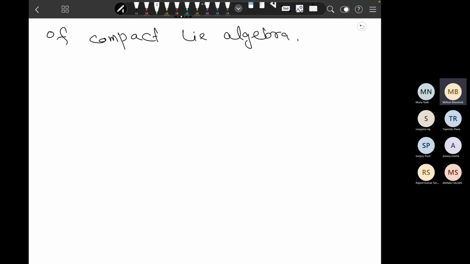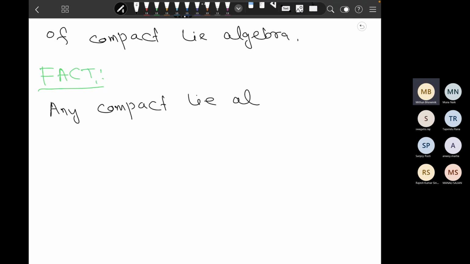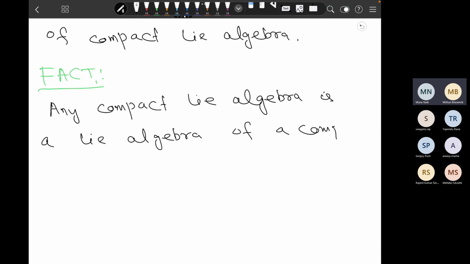The converse is also true. In fact, any compact Lie algebra is the Lie algebra of a compact Lie group. For the proof of this fact, you can see the algorithm.